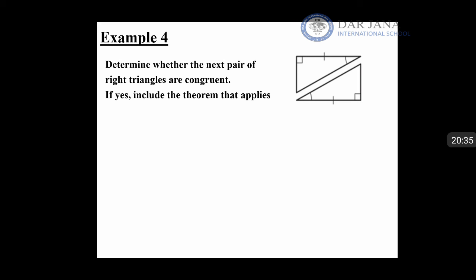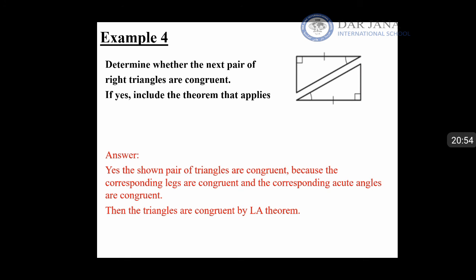We have the leg in the first right triangle is congruent to its corresponding leg in the second right triangle, and we have an acute angle in the first right triangle that's congruent to its corresponding acute angle in the second right triangle. So here we're technically using the leg angle congruence theorem. So yes, the pair of triangles shown are congruent because the corresponding legs are congruent and the corresponding acute angles are congruent.